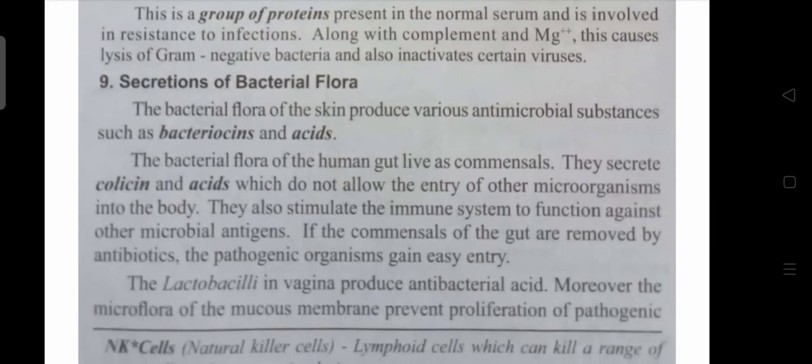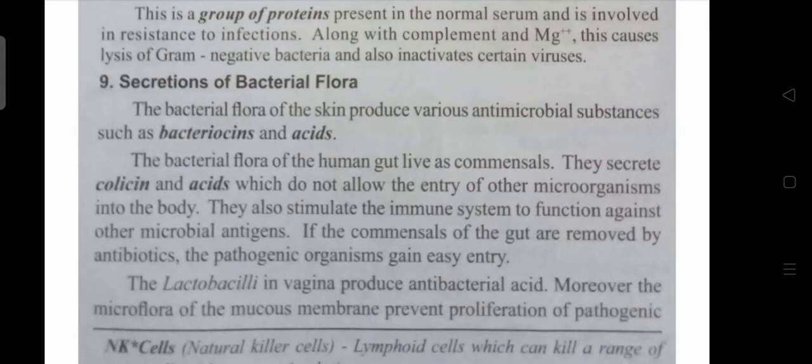The bacterial flora of skin produce various antimicrobial substances such as bacteriocins and acids. The bacterial flora of the human gut live as commensals, because we have many beneficial bacteria in our gut. They secrete colicin and acids which do not allow the entry of other microorganisms into the body, and they stimulate the immune system to function against other microbial antigens. If the commensals already present in the gut are removed by antibiotics, pathogenic organisms gain easy entry.